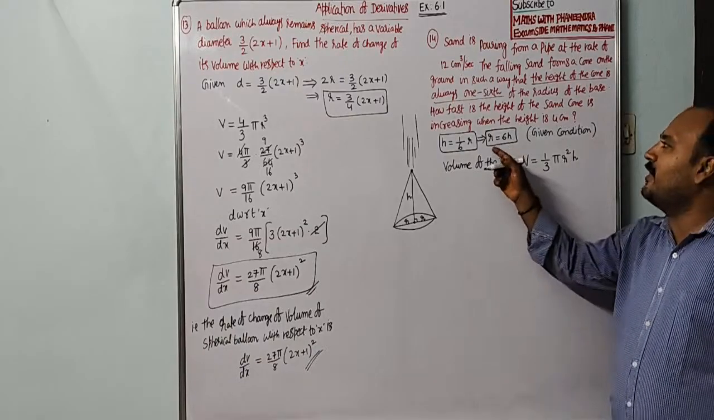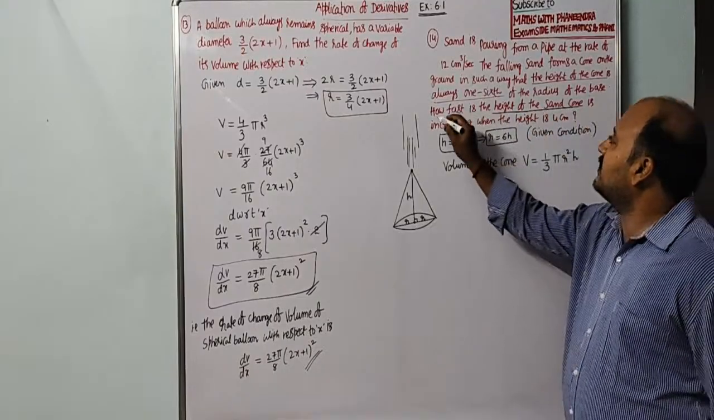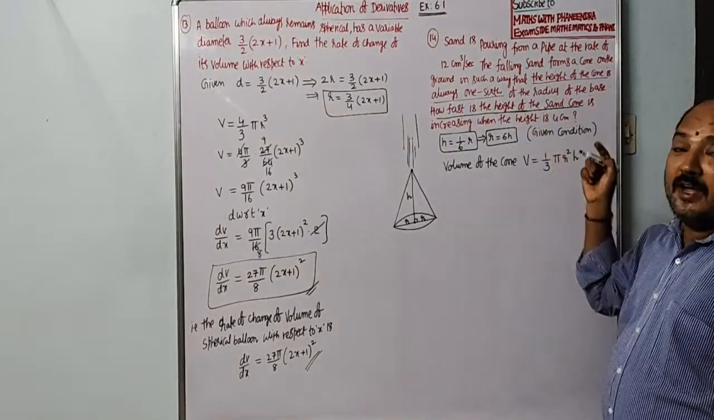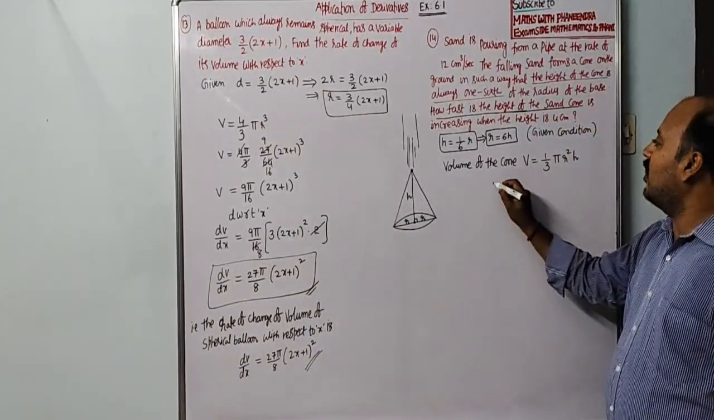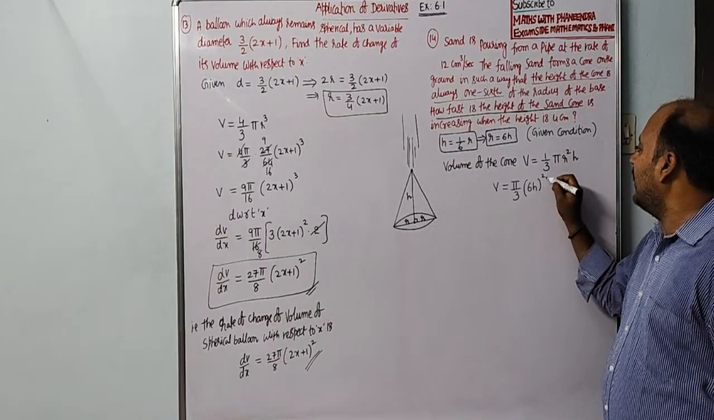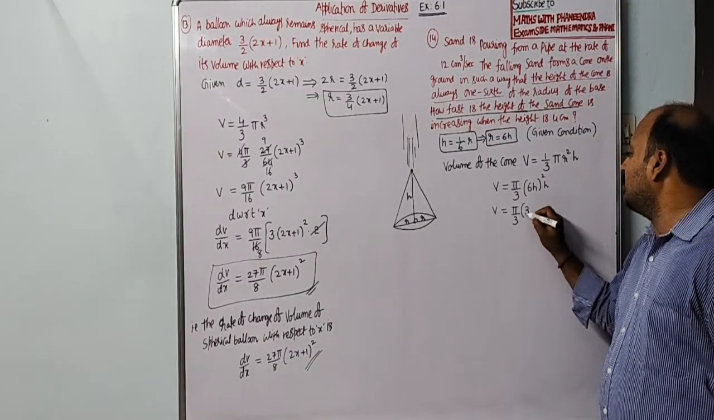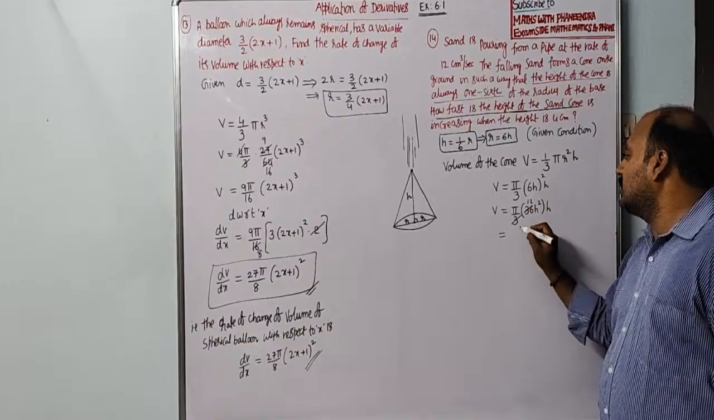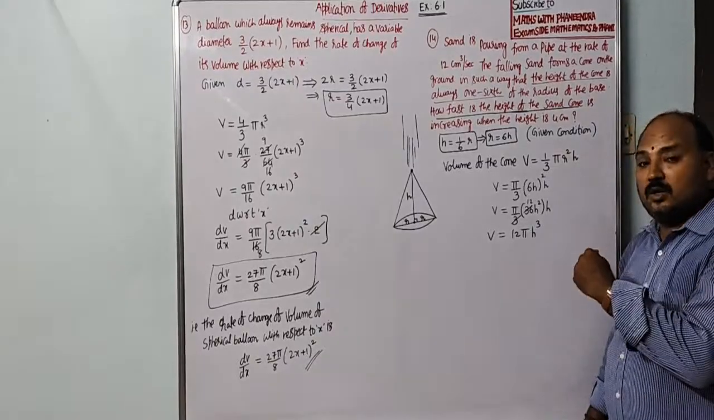But I want r in terms of h. Why? Because they are asking to find how fast the height of the sand cone is increasing when height is given. So wherever r is there, in terms of 6h, we have to replace. So volume of the cone equal to pi/3 in place of r, 6h whole square into h. So V equal to pi/3 into 36h square into h, that is equal to 12 pi into h cube. This is the volume of the cone.